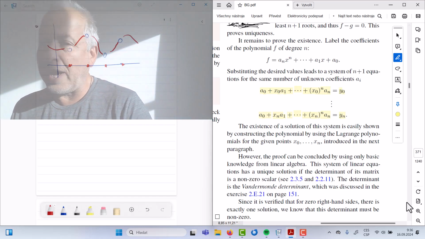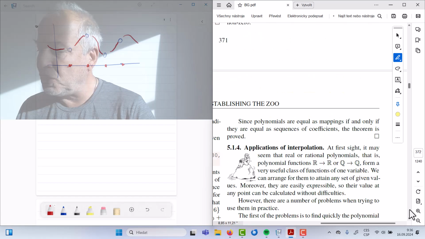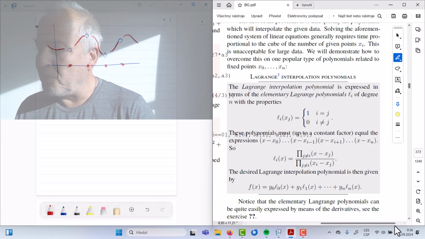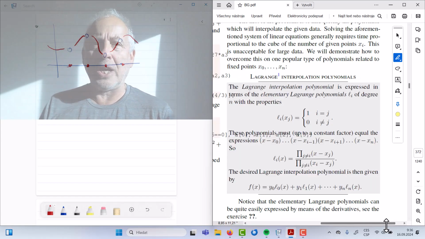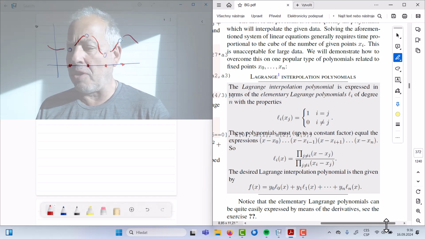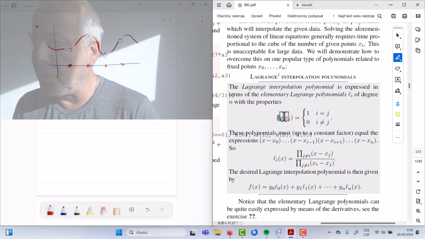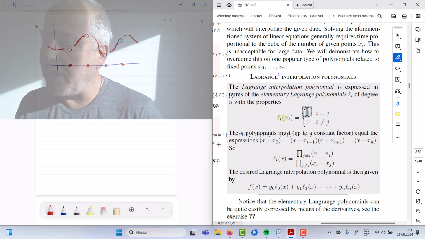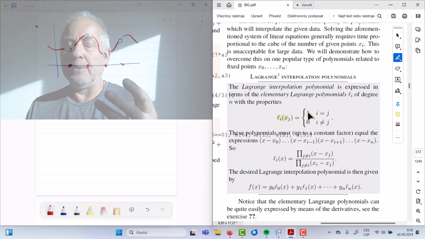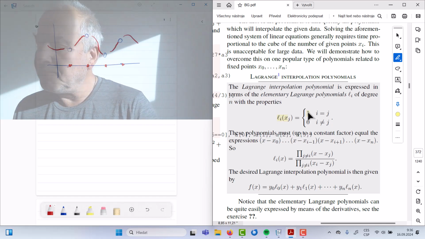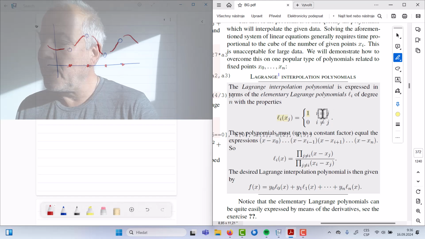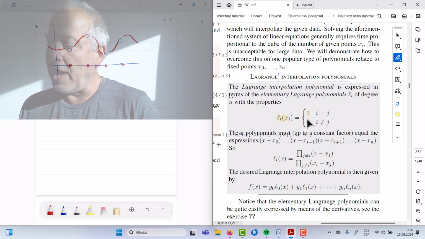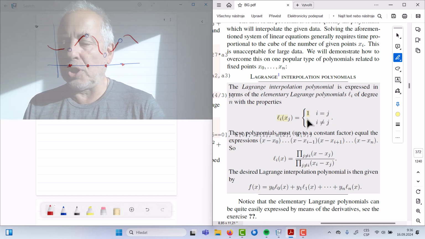But in our case, it's much easier, because we can write down the so-called Lagrange polynomials. The Lagrange polynomials have the feature that the ith one has the value 1 in the ith point and 0 in all the others. And it's quite easy to write down such a polynomial.